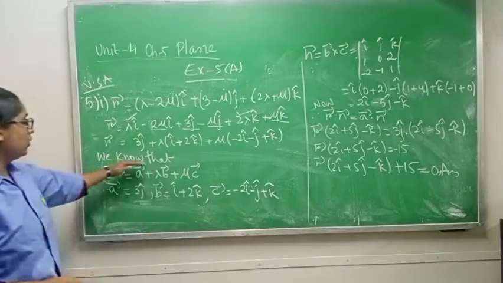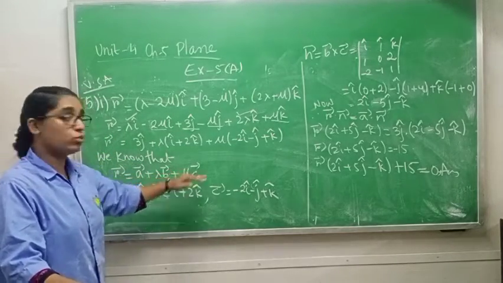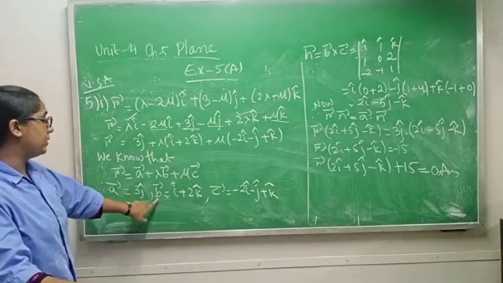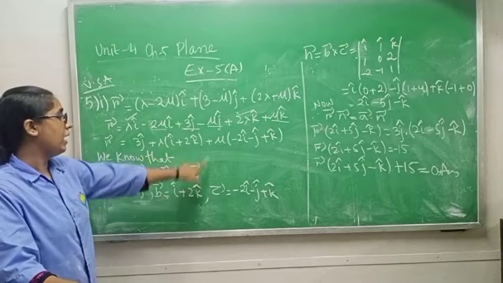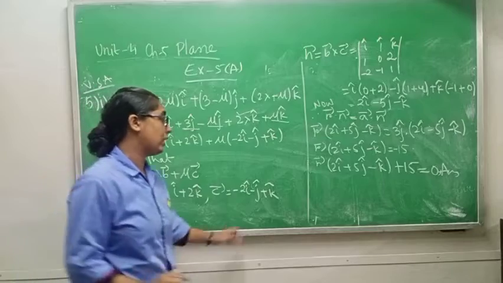Okay. Now we know that r vector equals a vector plus lambda b vector plus mu c vector. Now from here we can get the a vector value 3 j cap, b vector is i plus 2k cap, and c vector is minus 2i minus j plus k. Okay.